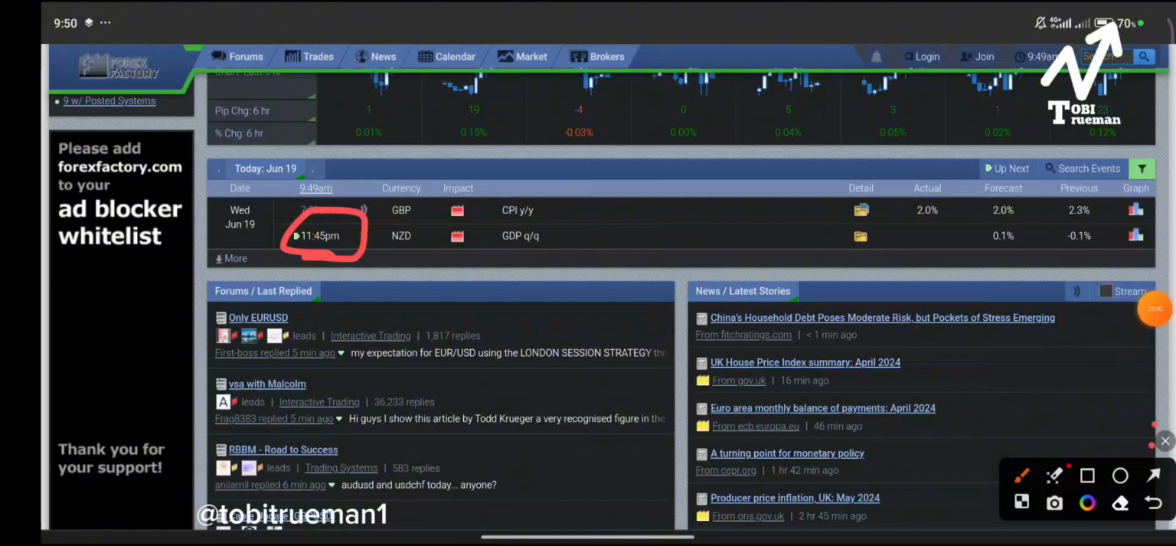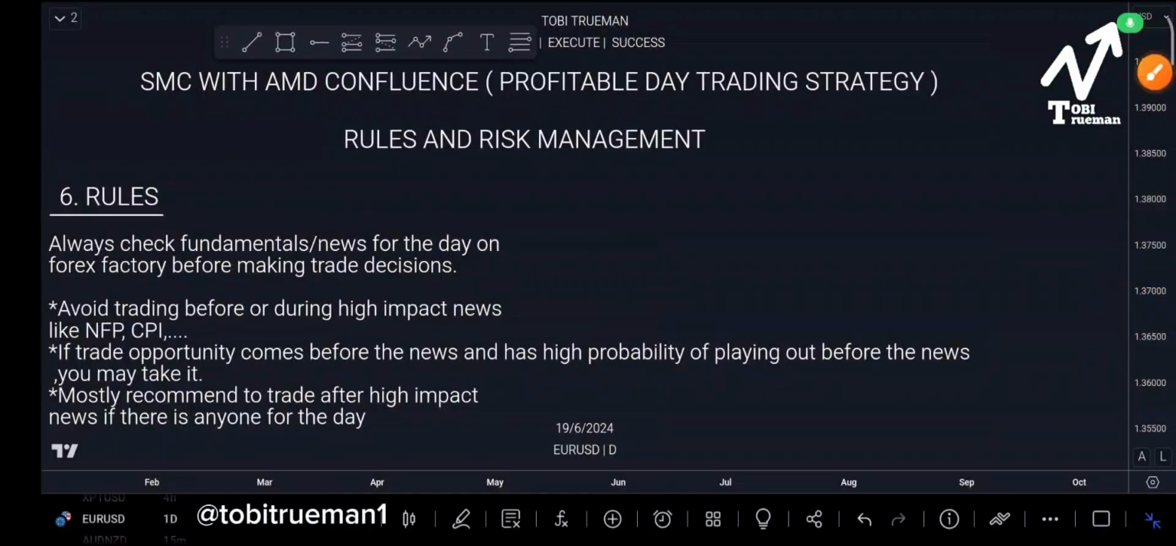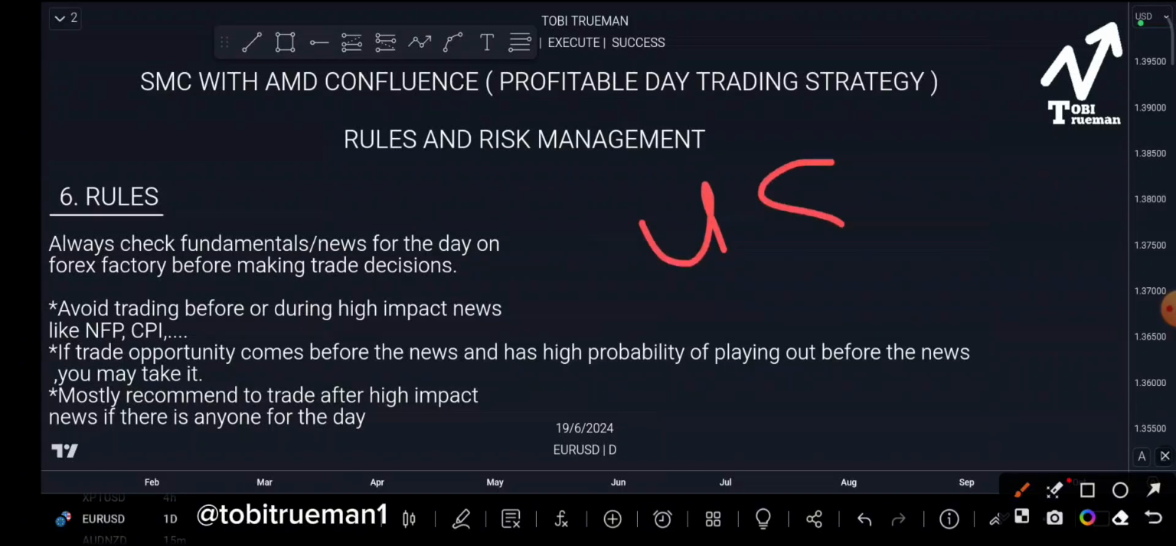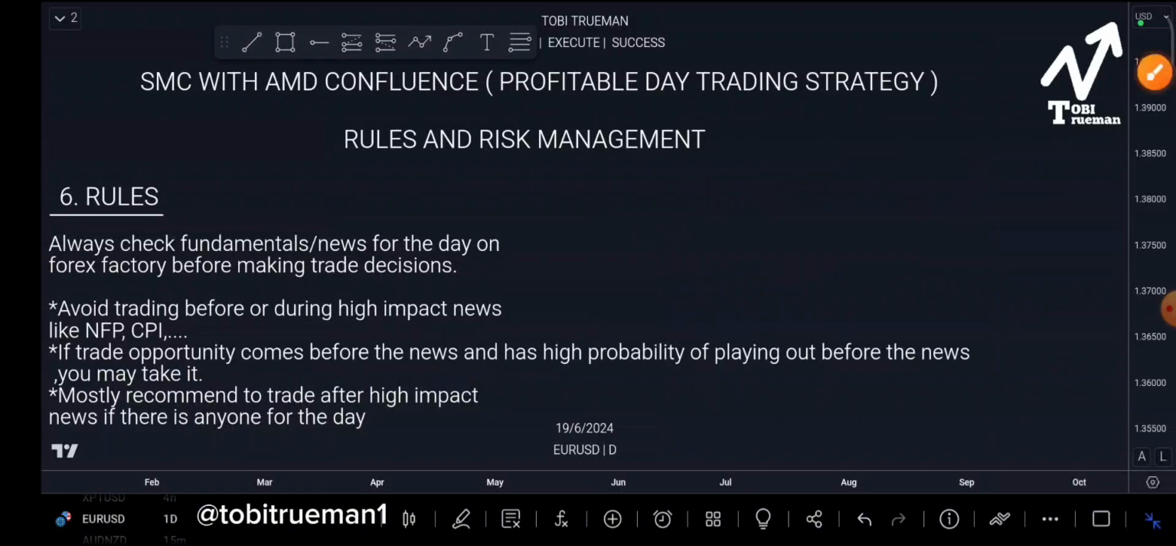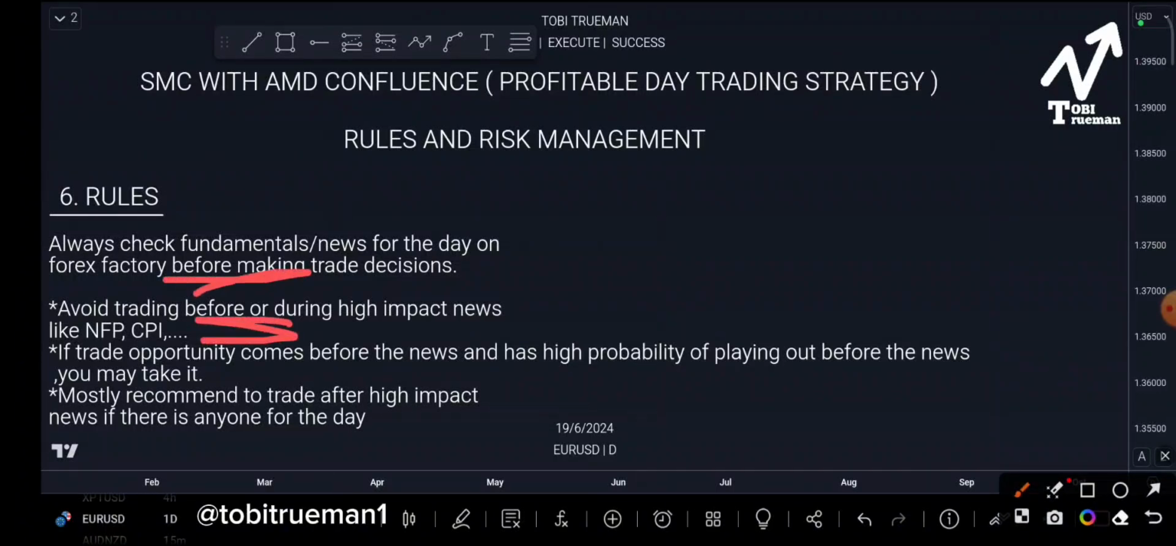So that is it. Now, when you have checked the news for the day, if there's any news like NFP, CPI, all those high impact news, maybe you see them on USD pairs, you now see them on this Forex Factory that you have just checked. If that is the case, you have to avoid trading before then. Okay, so avoid trading before or during high impact news like NFP.